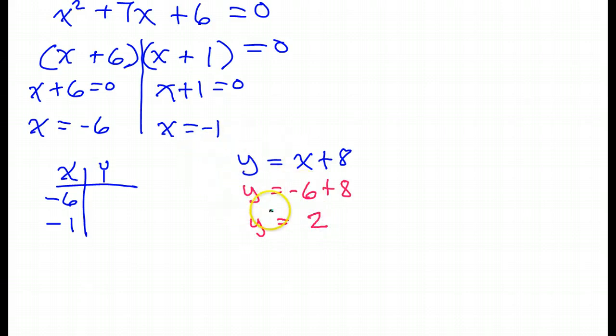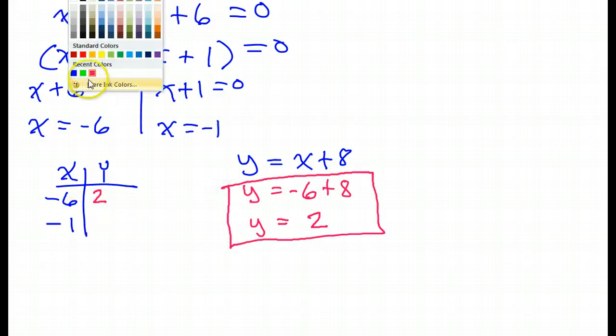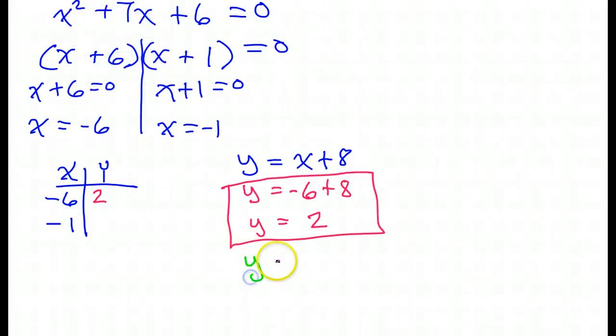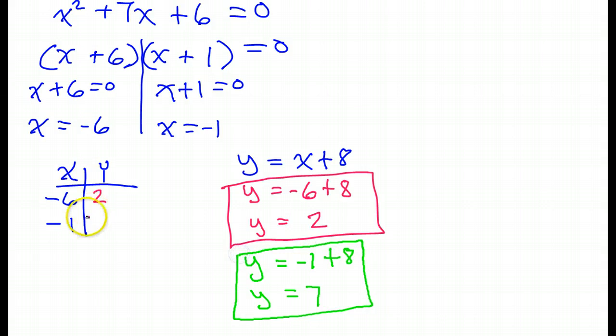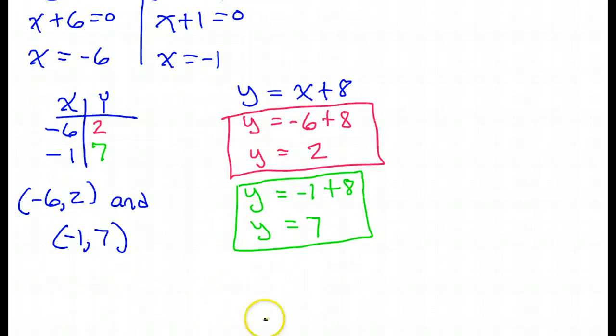Okay, and then, so I've got that, so that's 2. And then I would plug in the -1. Alright, so that would become y equals -1 plus 8. So that would give me y equals 7. Okay, so the solutions are, of course, -6, 2 and -1, 7. So that is the final answer.